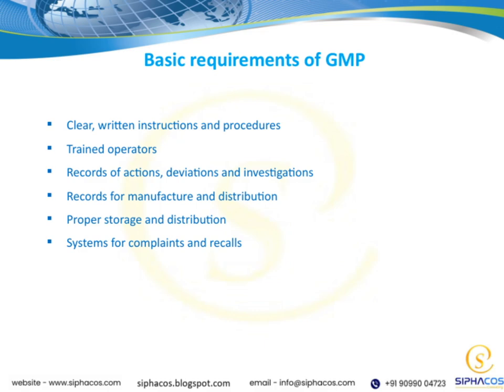Proper storage and distribution practices are also fundamental. They protect the product's integrity, ensuring it remains safe and effective until it reaches the customer. We also need systems in place for handling complaints and recalls. Having a structured approach allows us to quickly address any problems, safeguard public health, and maintain trust. All of these elements are part of the basic requirements of GMP, which form the backbone of quality assurance in pharmaceutical manufacturing.